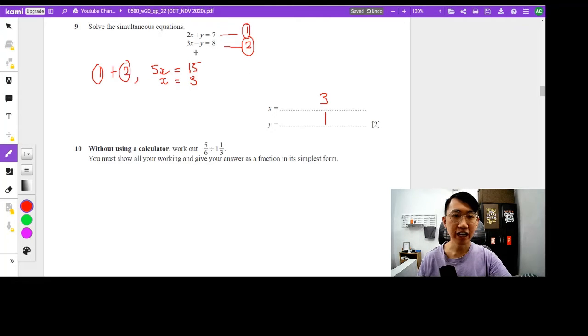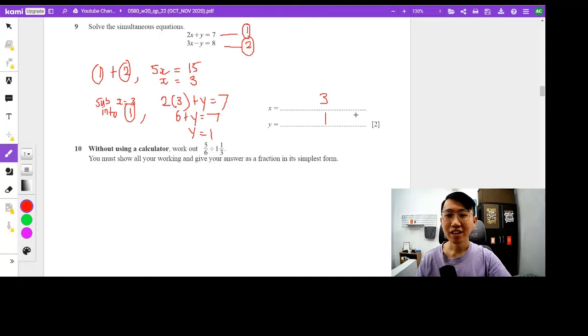Okay, go on and substitute x equals to 3 into one of the equations. So sub x equals to 3 into, I'm going to sub into number 1. Alright, so 2 bracket 3 plus y equals to 7. 6 plus y is 7. Y is 1. Indeed, it's going to be matching, right? See? So your answer and your working is going to get you the 2 marks over here.